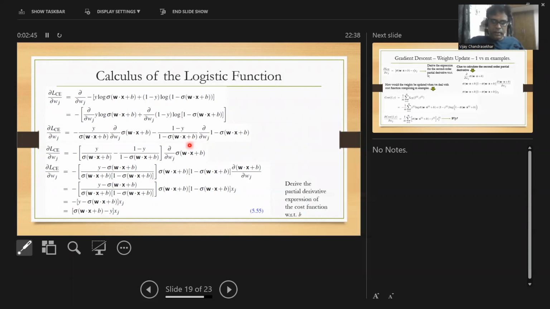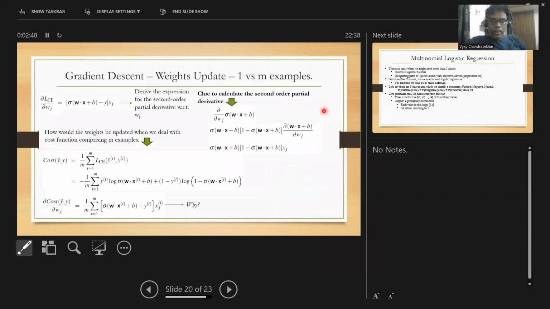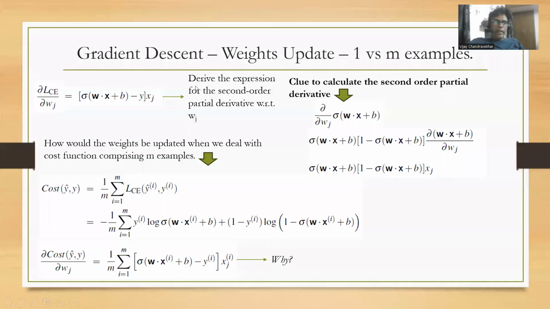Let me move to the next slide. Okay. Now what we're going to do is, we have this expression with us, and let's take an example of how we go about updating these weights, and how we go about figuring out what is called the lowest cost.